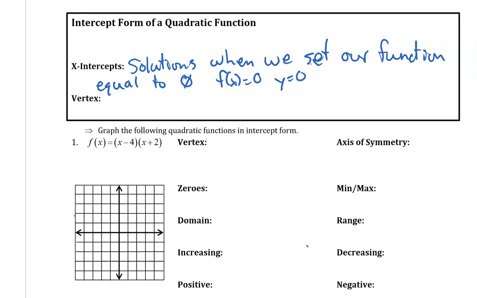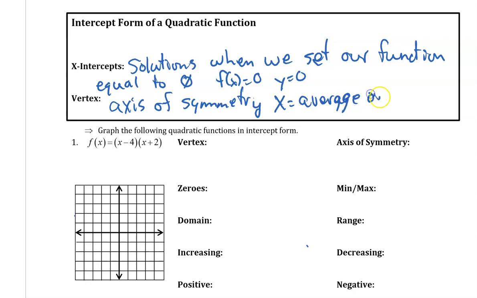So our vertex. Well, first off, the axis of symmetry will give us our x value, which is the average of our two zeros, of our two x-intercepts, the x values. So that'll give us our x. And then we solve for y at x equals our number for our axis of symmetry.